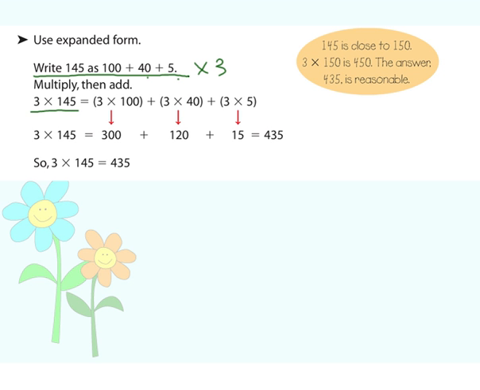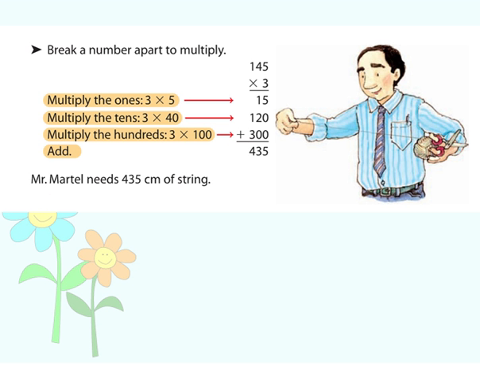So 3 times 145 equals 3 times 100, and then 3 times 40, and then 3 times 5, which is 15. And then you need to add those up. So 3 times 100 is 300. 3 times 40 is 120. 3 times 5 is 15. When you add it together, you get 435. To me, that seems like a lot of work. And there's one more way that we can solve it, and that's break a number apart to multiply.